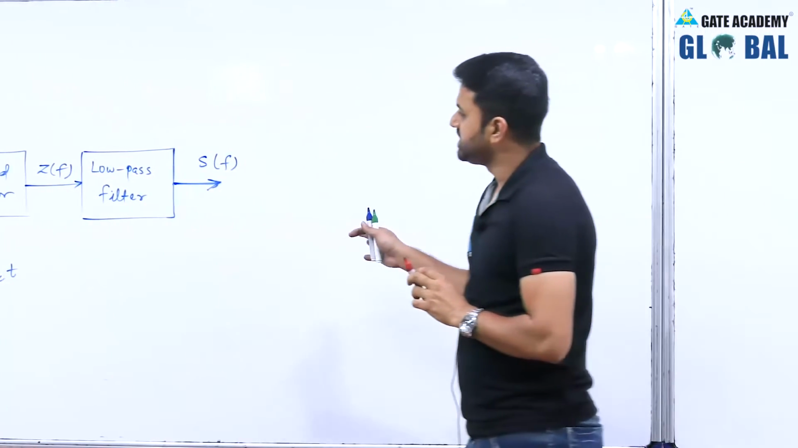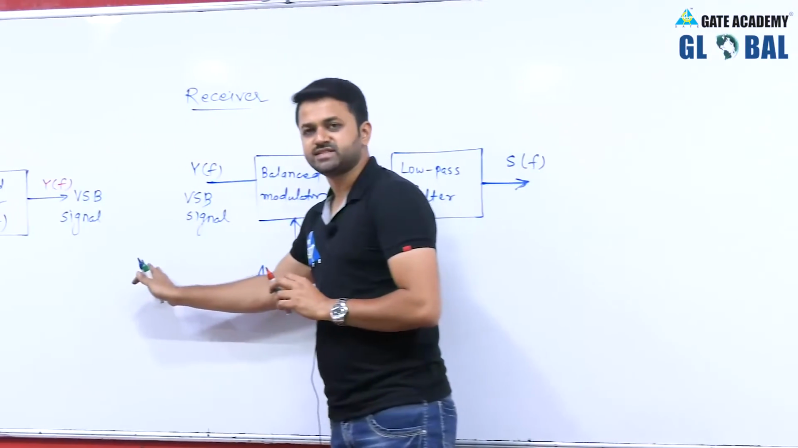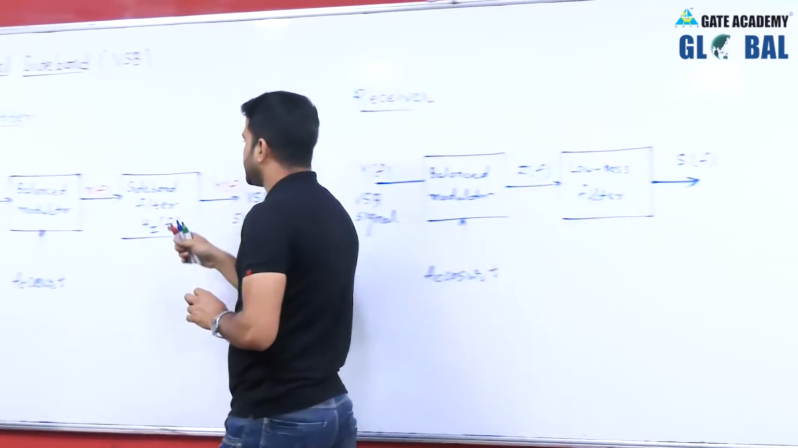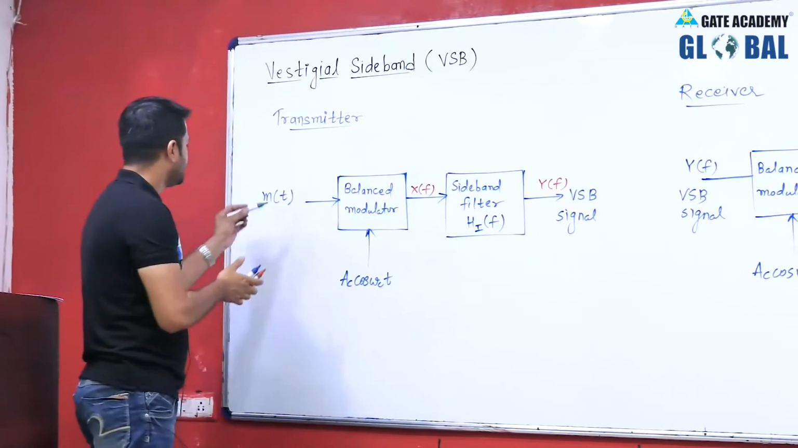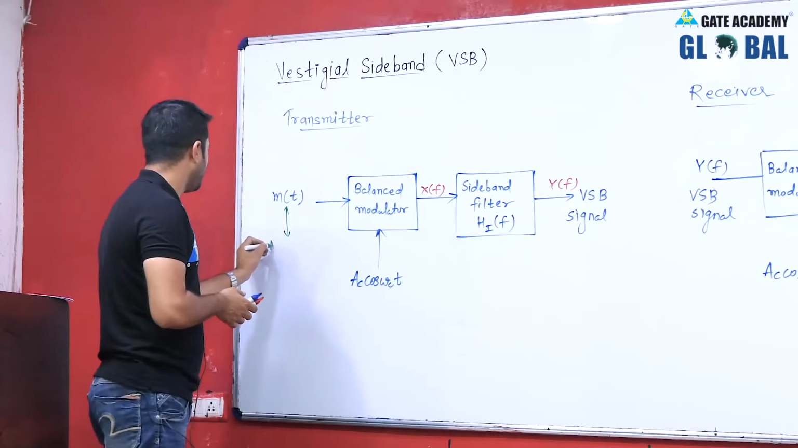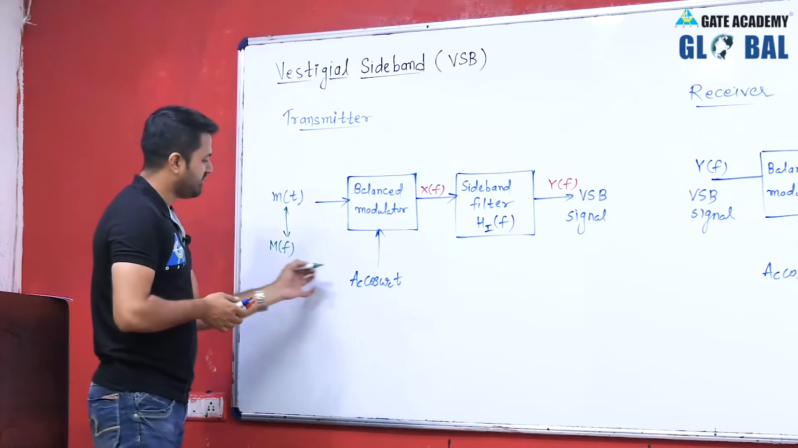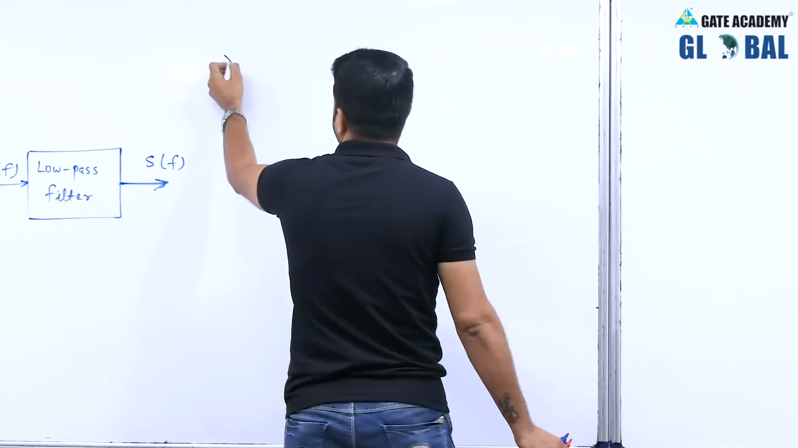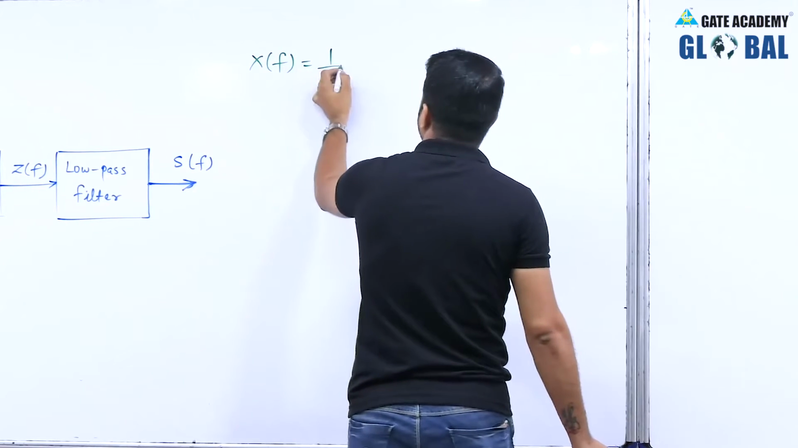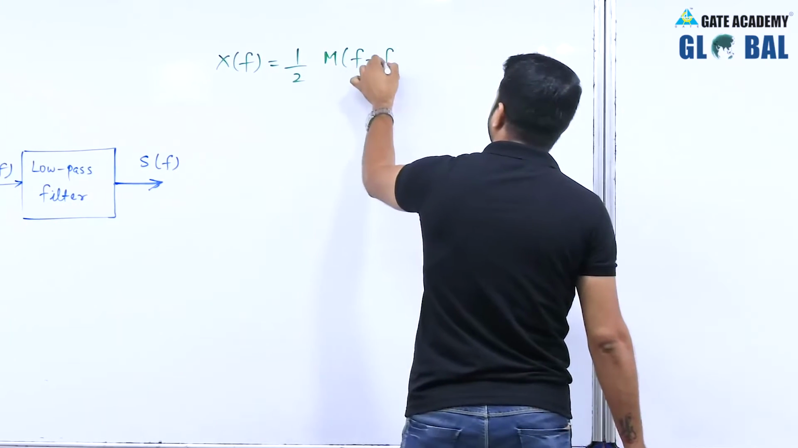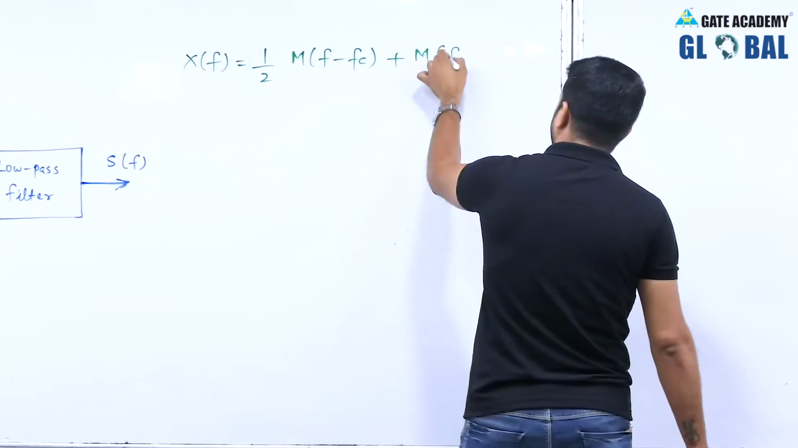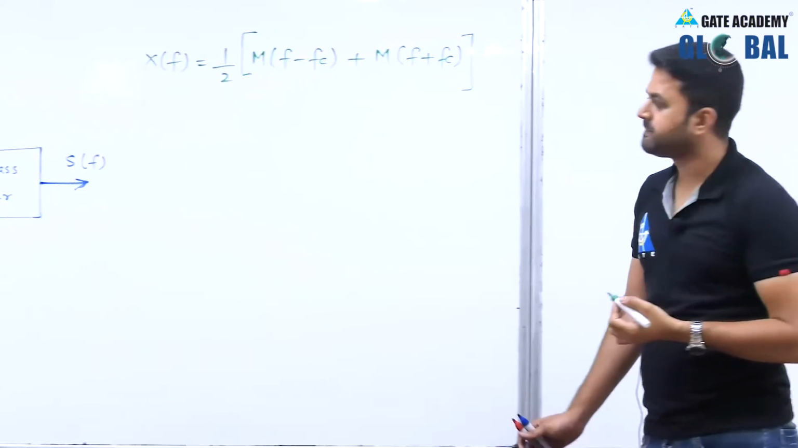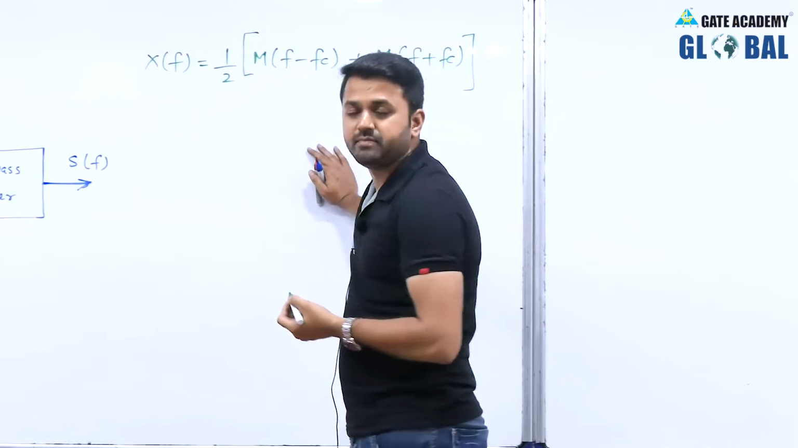So here we will discuss the output of each block, and let's find in which condition we can get the message signal back. So X(f), what will be the X(f)? If the Fourier transform of m(t) is M(f), then m(t) multiplied with cos(ωc t), we get X(f) equal to 1/2 [M(f − fc) + M(f + fc)]. This is the output of the balanced modulator, which is a double sideband suppressed carrier signal.